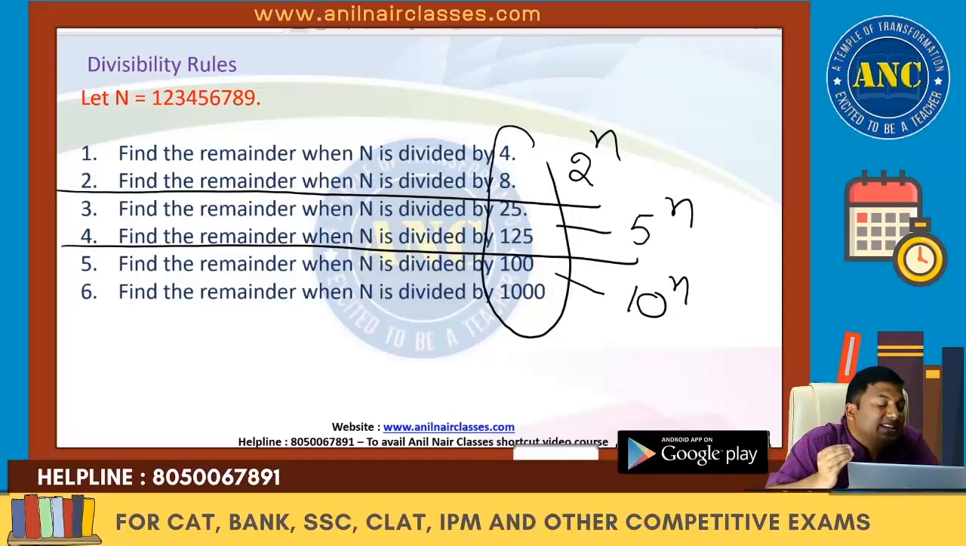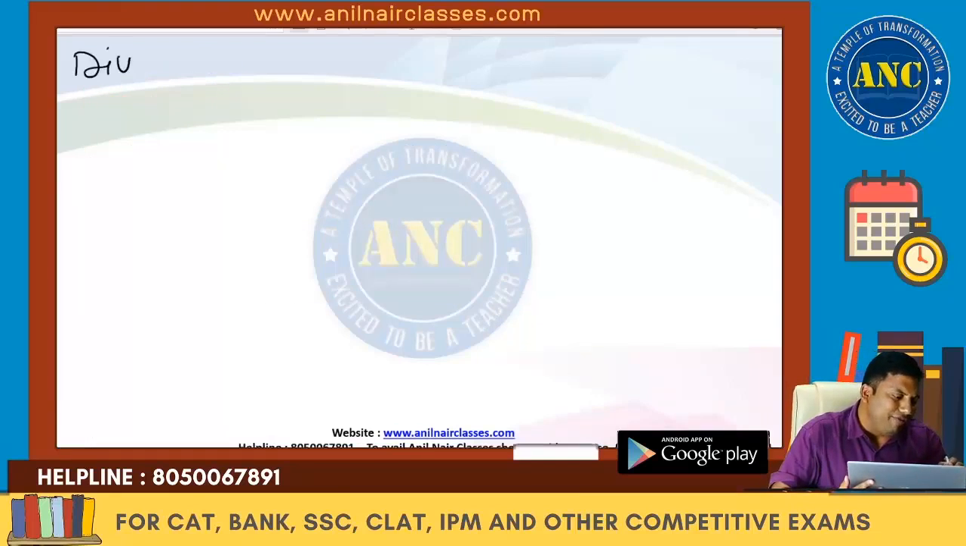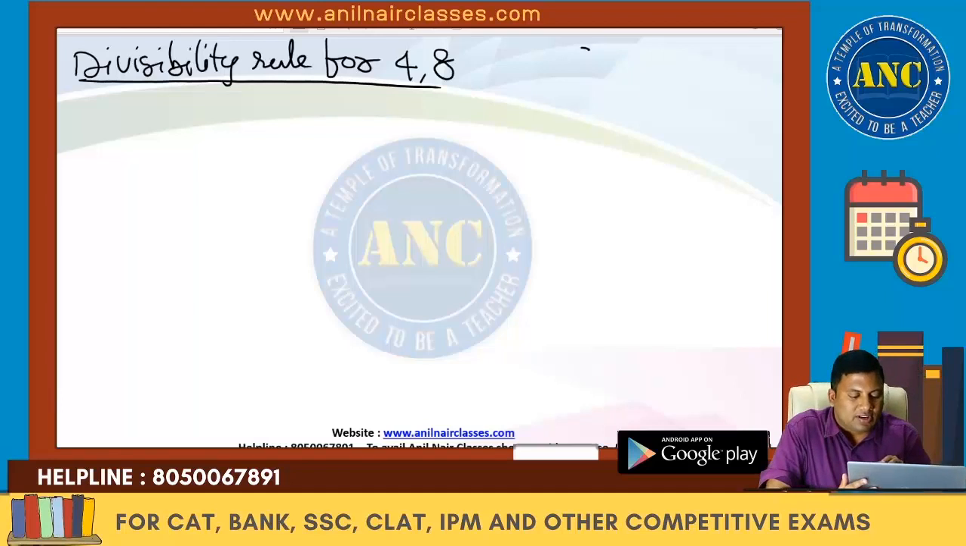That's exactly the reason why I discussed the divisibility rule for 2, 5 and 10. In the second question, I will do the divisibility rule for the powers of 2, powers of 5 and the powers of 10. If you know the first problem, understanding the second one is very easy. Vice versa may or may not be true. Find the remainder when it is divided by 4 and 8. Now, we will discuss the concept first. Divisibility rule for 4, 8. Then we will generalize it.